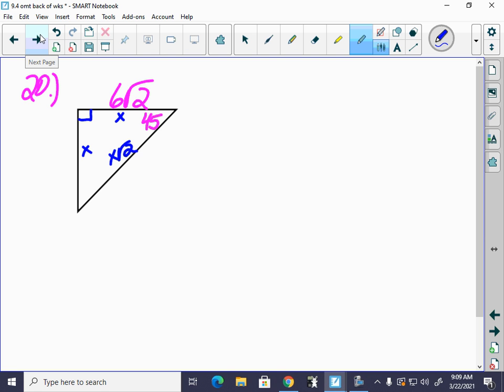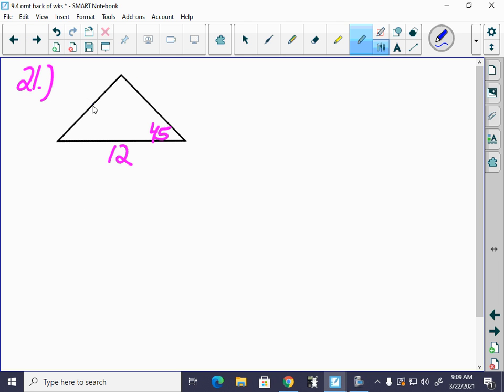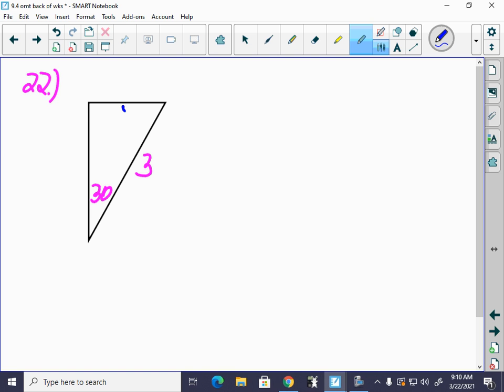Seven more. We can do this. 21. Can you break it down? For the extra credit, yeah. 22. X is across from 30. This is 90. Oops. This is 2x. And this is the weird side.